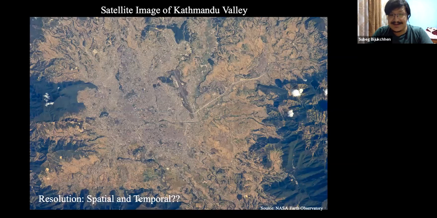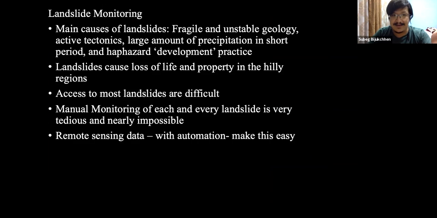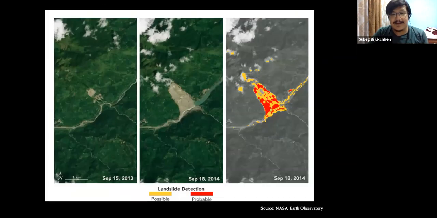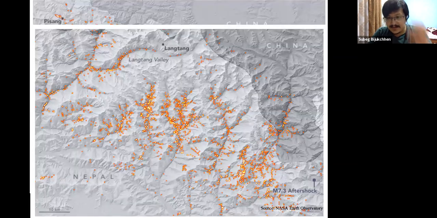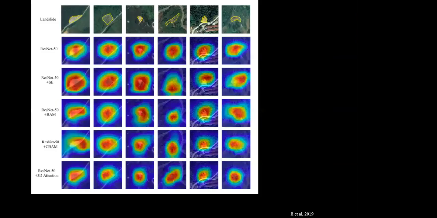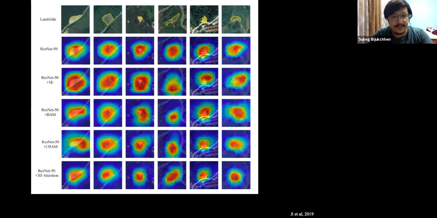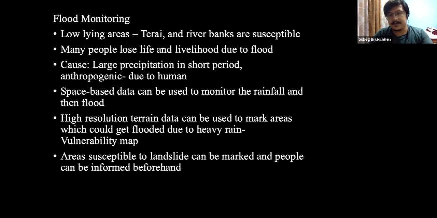I'll come back to that after I do the slide. No problem, thank you. I'll come back to that after the flood. Let me go quickly to the flood. I'm sorry, I'm not very well versed in flood monitoring, but from what I have studied, I'll just show you.